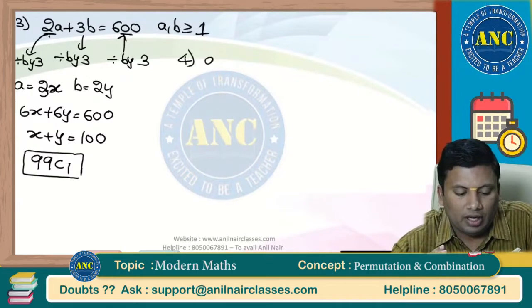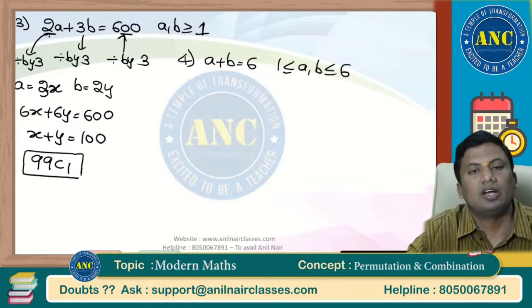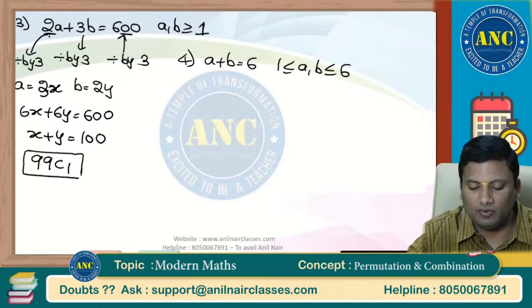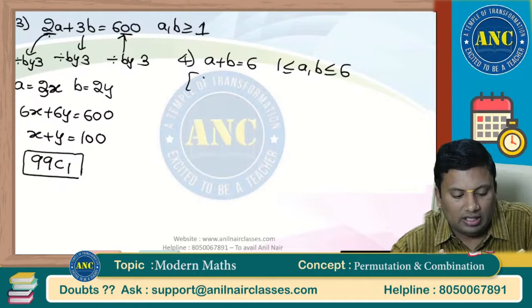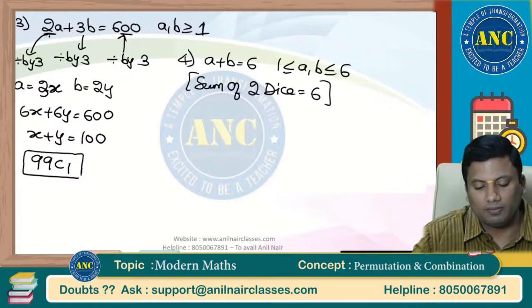Fourth one, a + b = 6, 1 ≤ a, b ≤ 6. It is nothing but in how many ways can the sum of 2 dice come out to be 6.